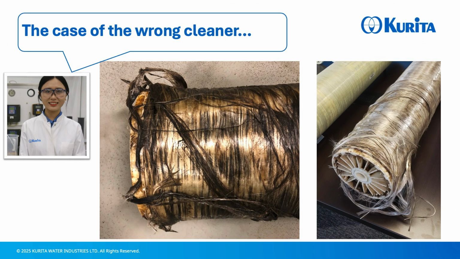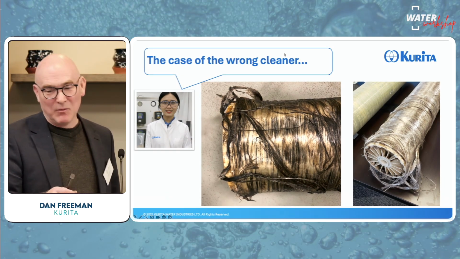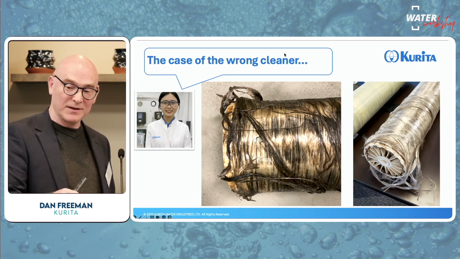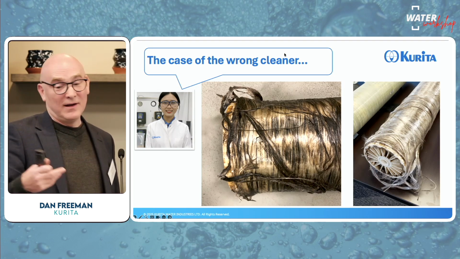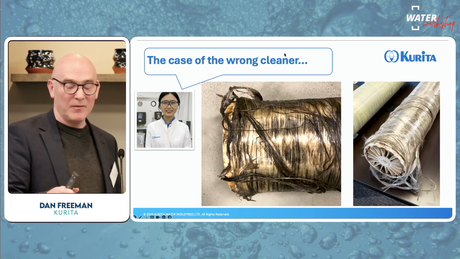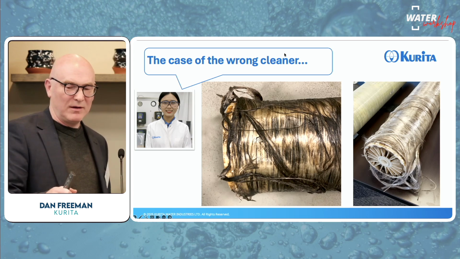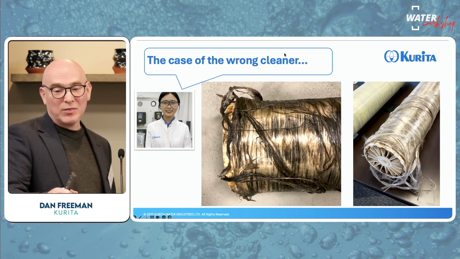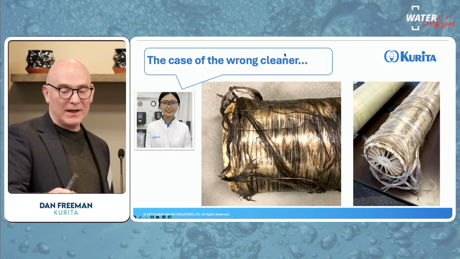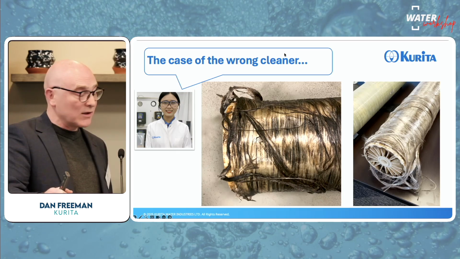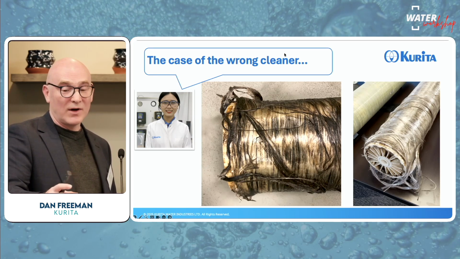So this is our second case. This is a pretty unusual case. You don't see this kind of thing very often. But this is a case where the actual shell of the RO element has been damaged. And it's the result of using a very, very aggressive cleaner at a very high temperature. This kind of cleaner is designed for silica removal. The operator believed they had a silica problem on their plant. The system wasn't running well, poor performance. And so they assumed it was silica, and they cleaned with this aggressive cleaner.